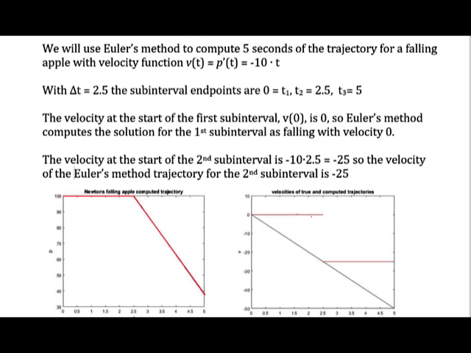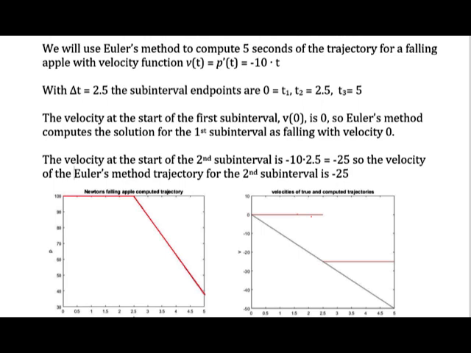Since the velocity is 0, the apple doesn't fall at all, and its position at the end of the subinterval is still 100, as shown by the graph on the left, with the computed solution shown in red. The velocity at the start of the second subinterval is minus 10 times 2.5 equals minus 25. So Euler's method computes the solution for the second subinterval as falling with velocity minus 25. It falls for 2.5 seconds with a velocity of minus 25 for a total of minus 62.5. So its position at the end of the subinterval is 100 minus 62.5 equals 37.5.